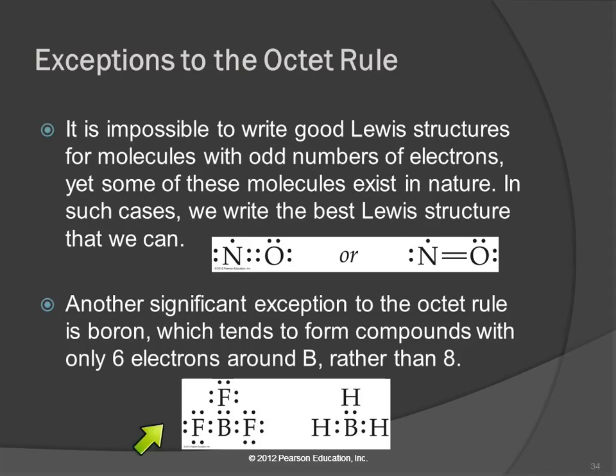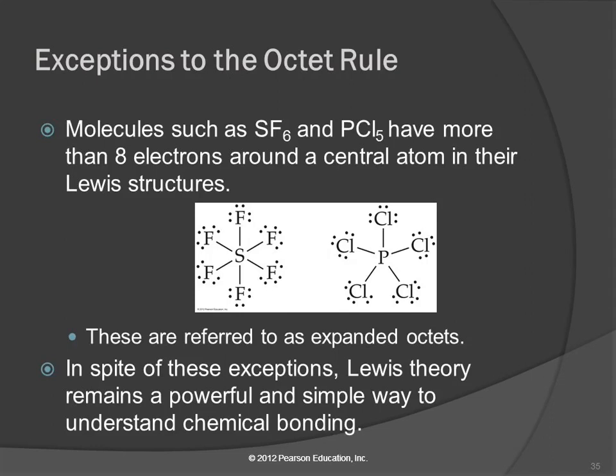Another exception is compounds involving boron. Boron is one of the smaller atoms and is an exception to some rules. Boron tends to form compounds where it has 6 valence electrons, or, I guess you could call it a sextet instead of an octet. So boron trifluoride is an actual molecule, boron trihydride, an actual molecule, but there are not octets for the boron. So that was an example of something that had less than an octet.